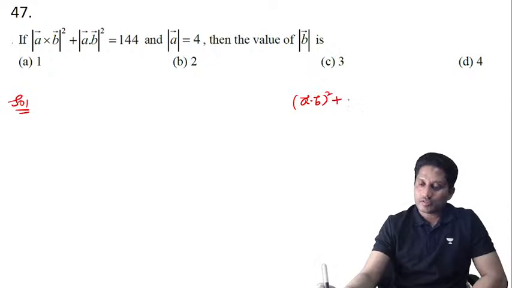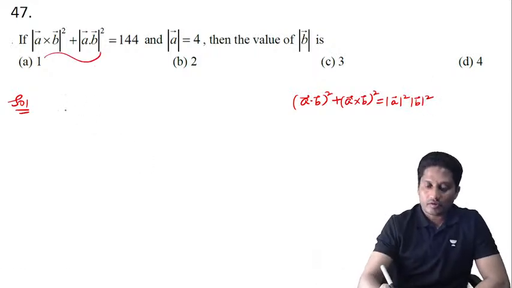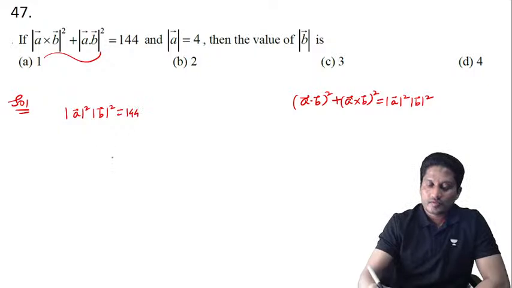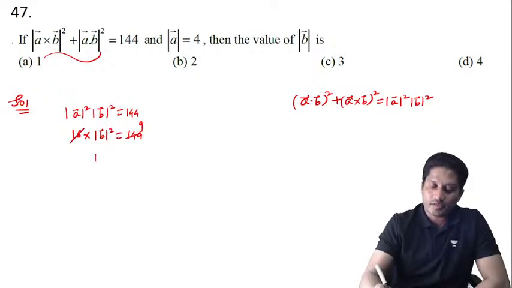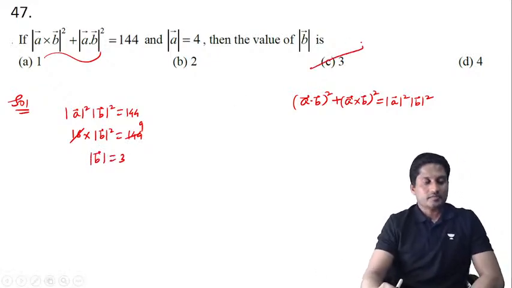Dot the whole square plus cross the whole square is equal to mod a square into mod b square. So dot the whole square plus cross the whole square is equal to mod a square into mod b square, which is equal to 144. Mod a the whole square is 16. Mod b square is 144 divided by 16, this will cancel 9 times. Mod b the whole square is 9. Mod b is 3. Answer is option C.